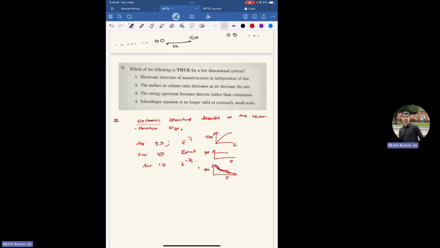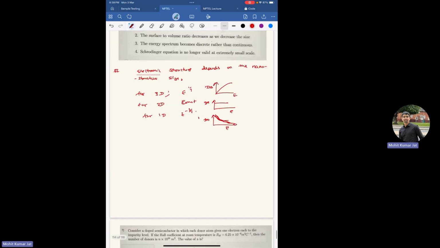So the first option is false because the electron structure depends on the size. The surface to volume ratio decreases as we decrease the size. Okay, let's write it.